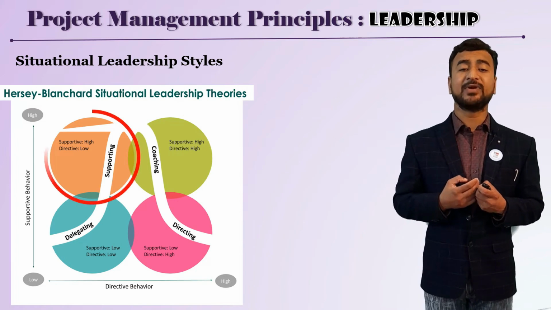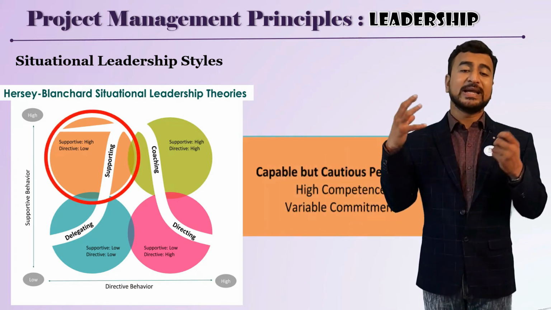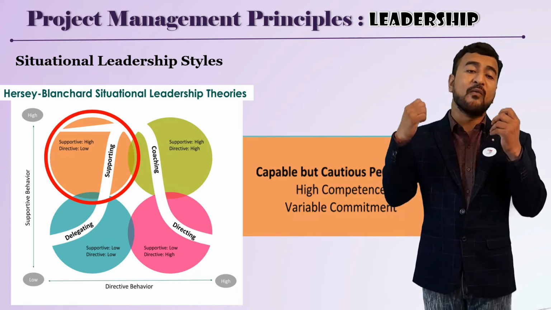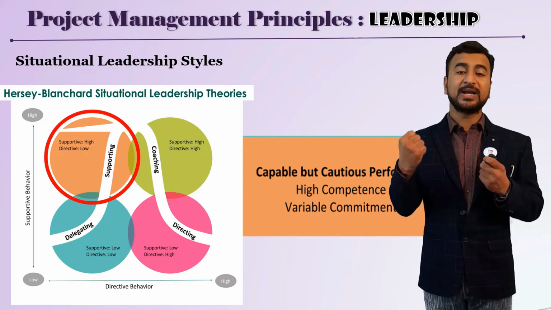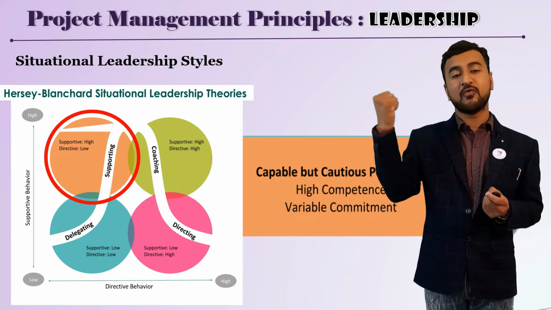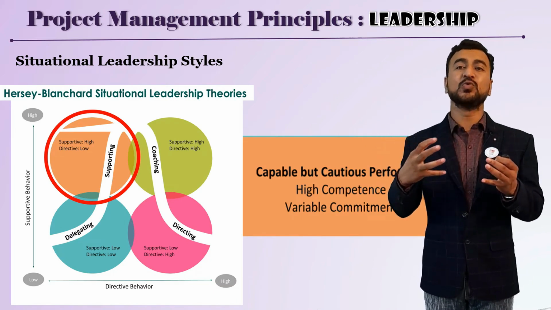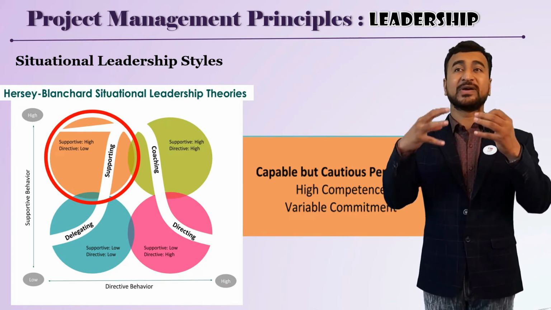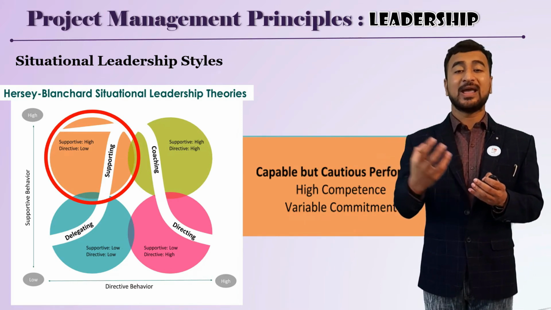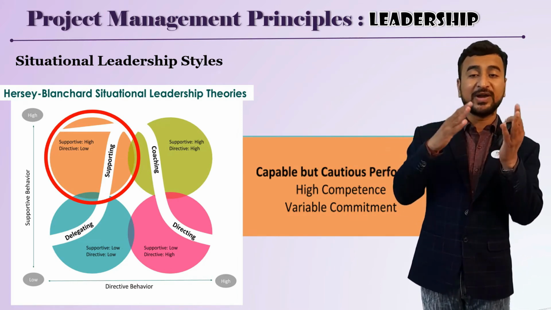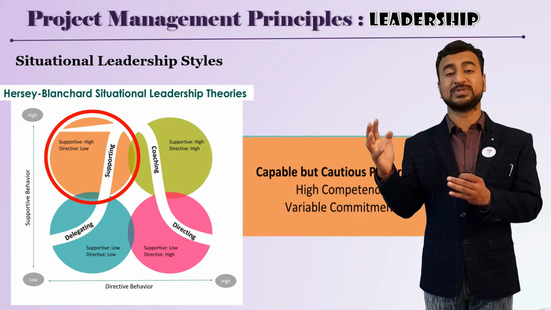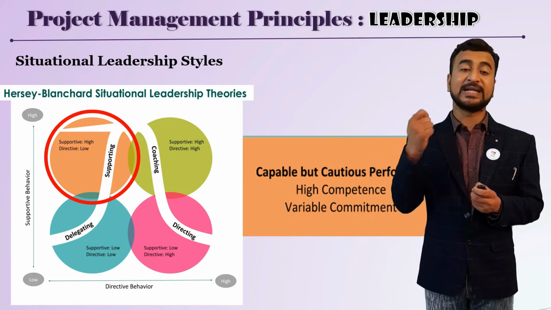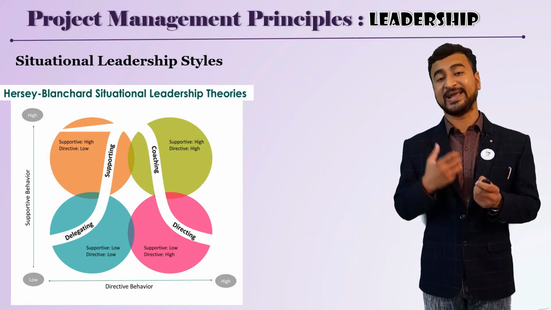The third one we call the supporting kind of structure. It is when you have capable but cautious performers. When you have a very competent team but they don't have the commitment to work for the goals, what you need to do is create an environment where you can encourage them, motivate them, and correlate your organization's objectives to their life goals, and that way you can change their commitment. That is a supporting kind of role you have to play in the leadership style.